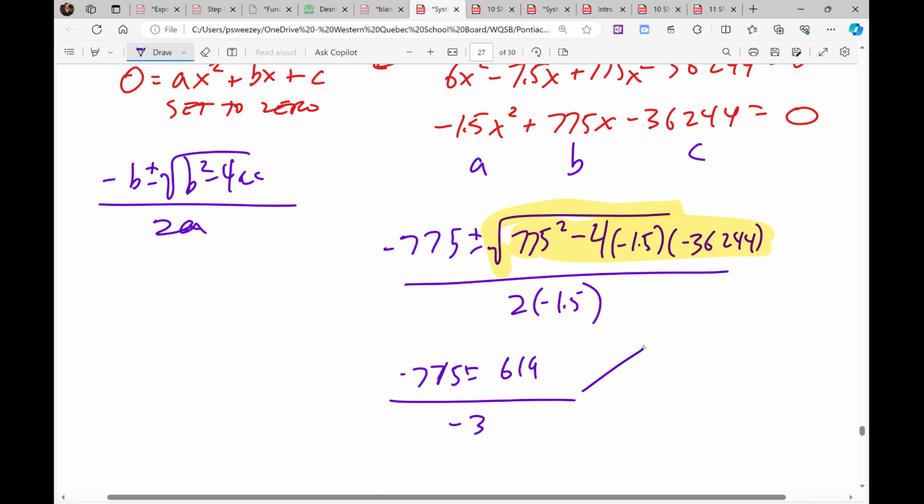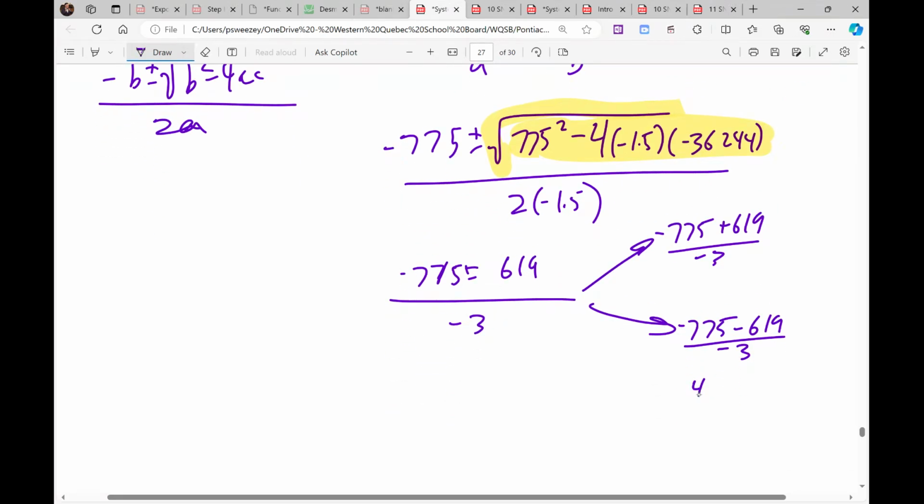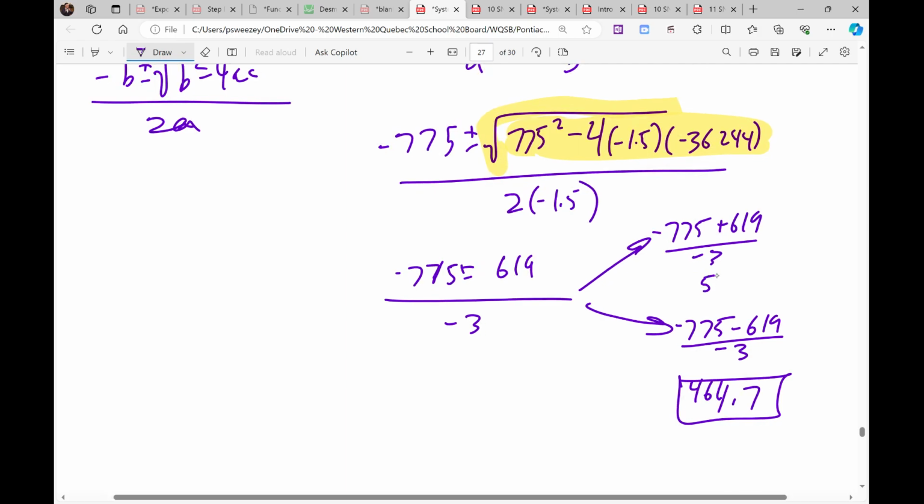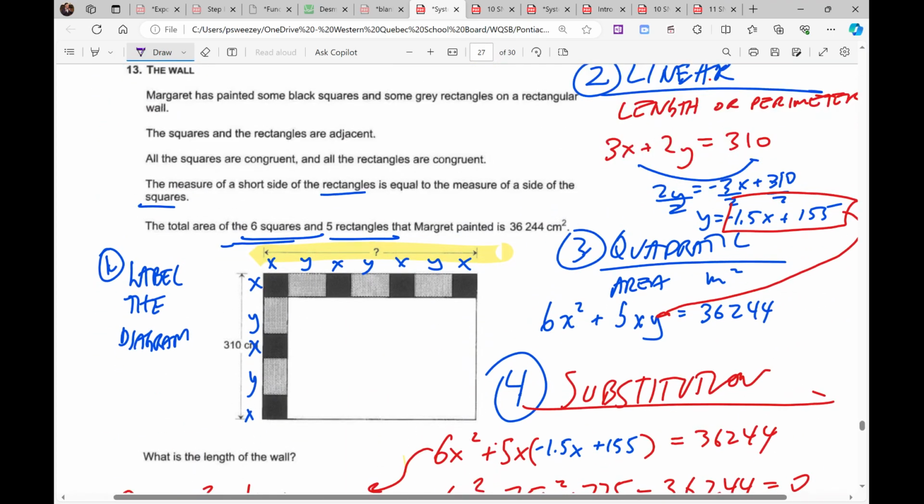But here we are, splitting off into 619, so negative 775 plus 619 divided by negative 3, and negative 775 minus 619 divided by negative 3. We're going to have both of these divided by 3 giving me something weird like 464.7 as one option for x. And then we're going to have something like 52, which is a prettier number to work with. But all that to say, we have two options: x is 52, x is 464.7.